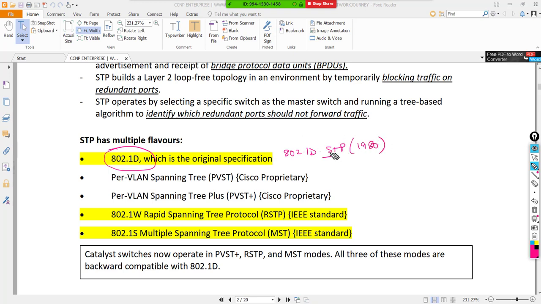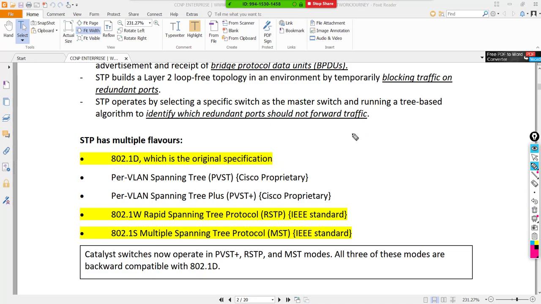Later on, as the technology advanced, all our Ethernet mediums got faster: from Ethernet we went to Fast Ethernet, from Fast we went to Gigabit Ethernet. We also saw that there were a lot of timer constraints. There were some timers which used to take a lot of time. In industry, taking a lot of time to forward a packet is not good.